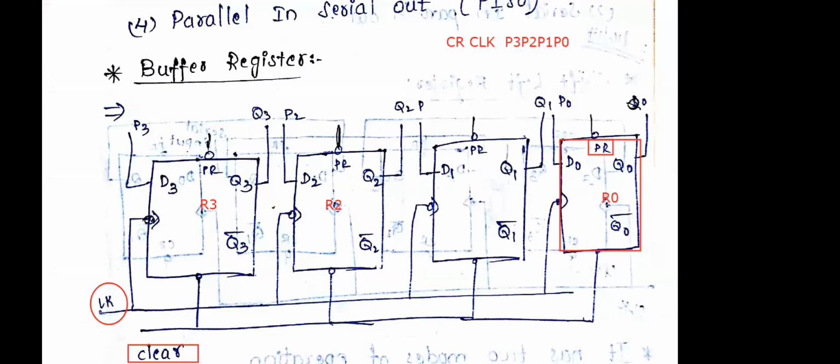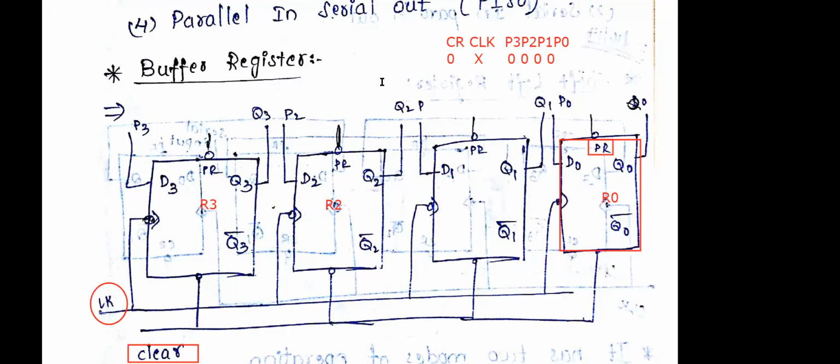If the clear input is applied as 0, all the flip-flop outputs will be set to 0. I am writing the first condition here. If the clear is set to 0, whatever may be your clock, no problem. All the 4 outputs will be 0. First, we will check this condition.